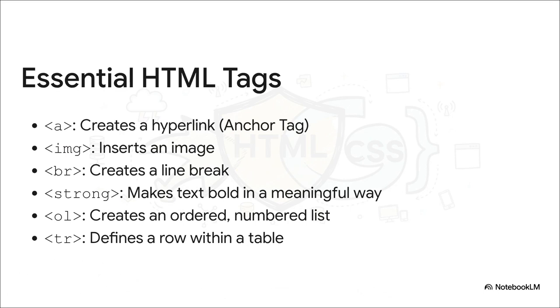You've got the A tag or anchor tag for making links, IMG for, you guessed it, putting in an image, BR just gives you a simple line break, strong makes text bold, but it also tells search engines that this text is important. Then you have OL for a nice numbered list, and TR for defining a row inside a table. These are like the Lego bricks you use to build pretty much any web page.